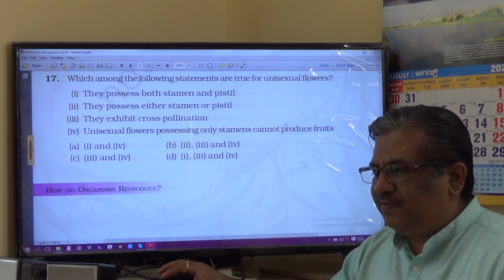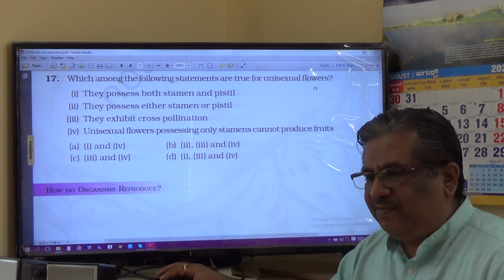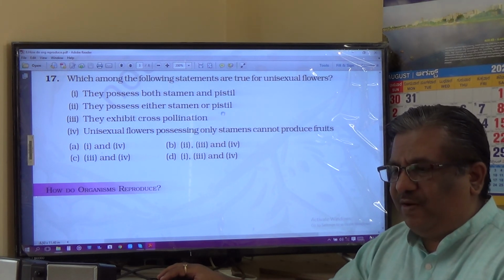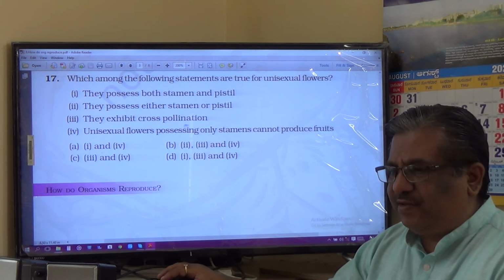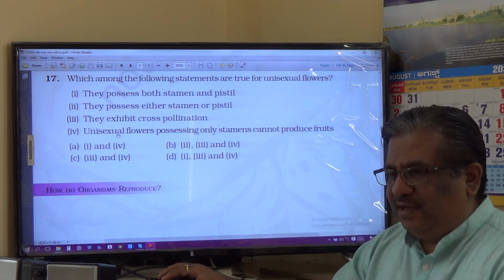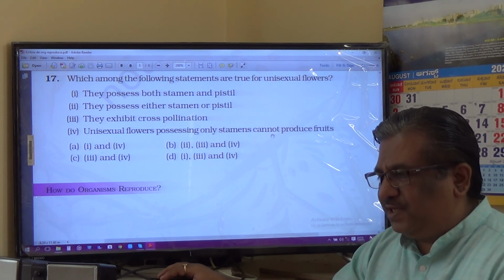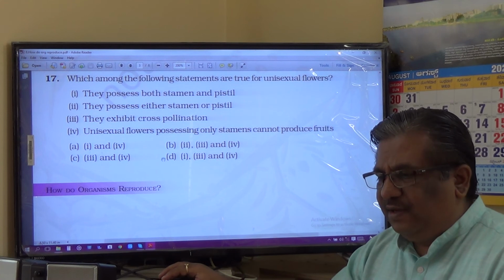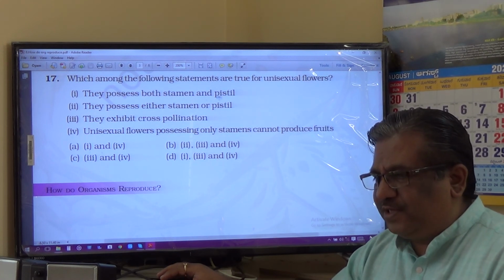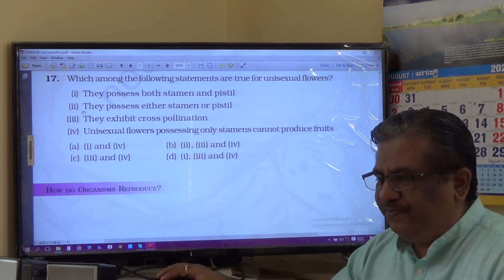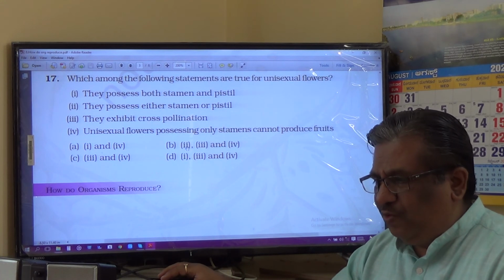Which among the following statements are true for unisexual flowers? They possess both stamen and pistil? No. They possess either stamen or pistil? Yes. They exhibit cross pollination? Yes. Unisexual flowers possessing only stamens cannot produce fruits? No, wrong. So it is 1, 2 and 4? They possess both stamen and pistil? Wrong. What is the answer given? Second one, 2, 3 and 4.